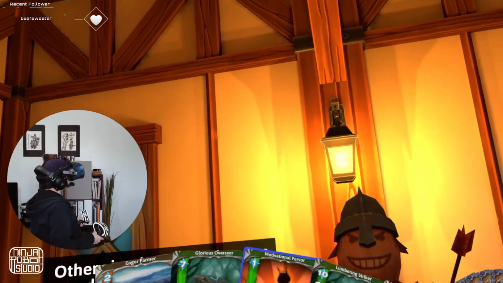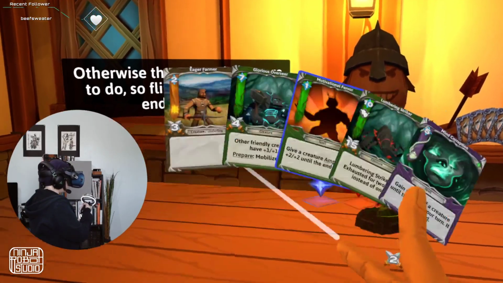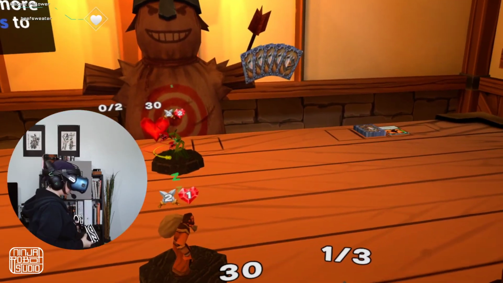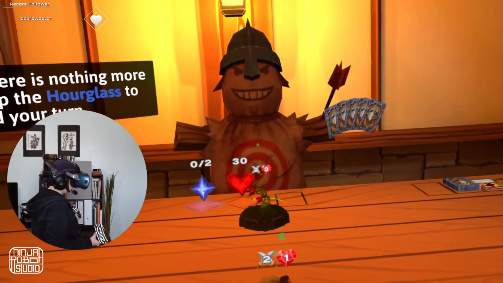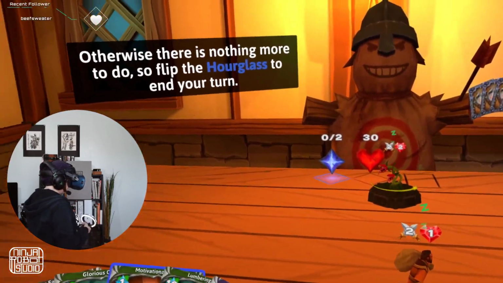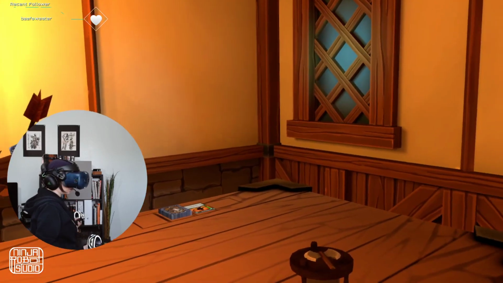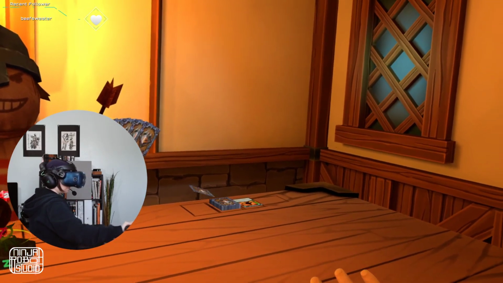Nothing more to do, because why couldn't I just play this one? Because I have 1 mana. Why wouldn't I want to play that? Do we only have so many actions? I thought if you have enough mana you can do more. It's not explaining why. And I want to know why.